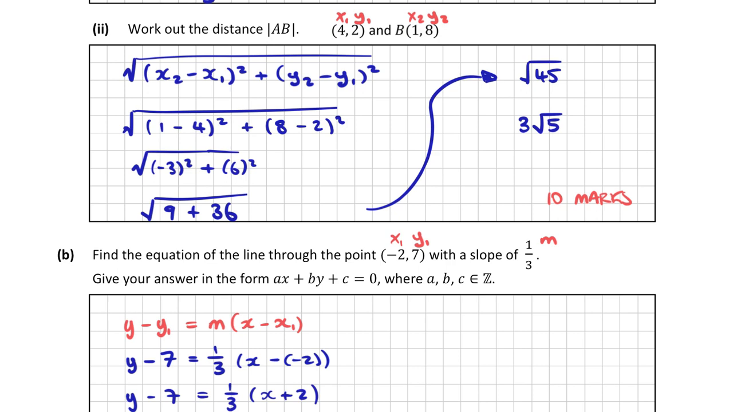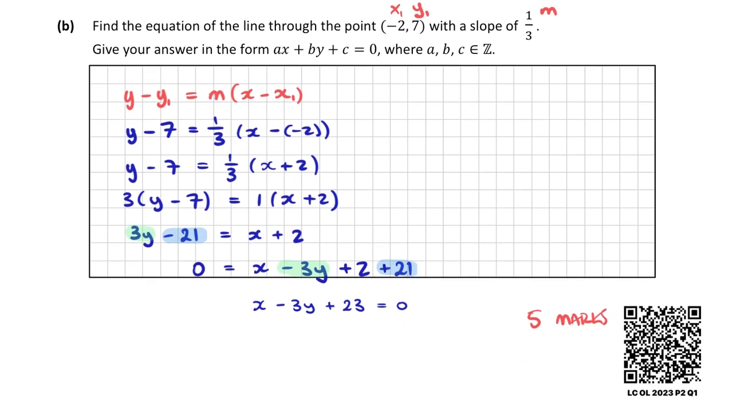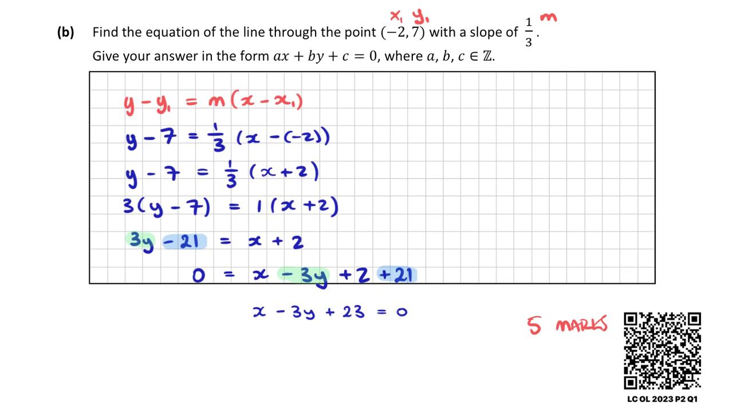This brings us on to the last part of that question, which is part B. So for part B, it said, find the equation of the line through the point minus 2, 7 with a slope of 1 over 3. So from that, we should be able to label our points x1, y1, and our slope, we use the letter m to represent slope. Give your answer in the form ax plus by plus c equal to 0, where a, b, and c are elements of Z. So that just means that a, b, and c are going to be integers, positive and negative whole numbers, including 0.